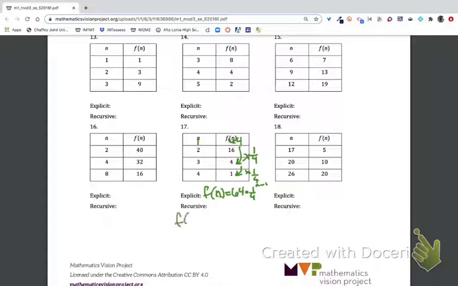For our recursive, the first term we know is 16, so that's our n equals 2. And f of n equals the previous term times 1/4.